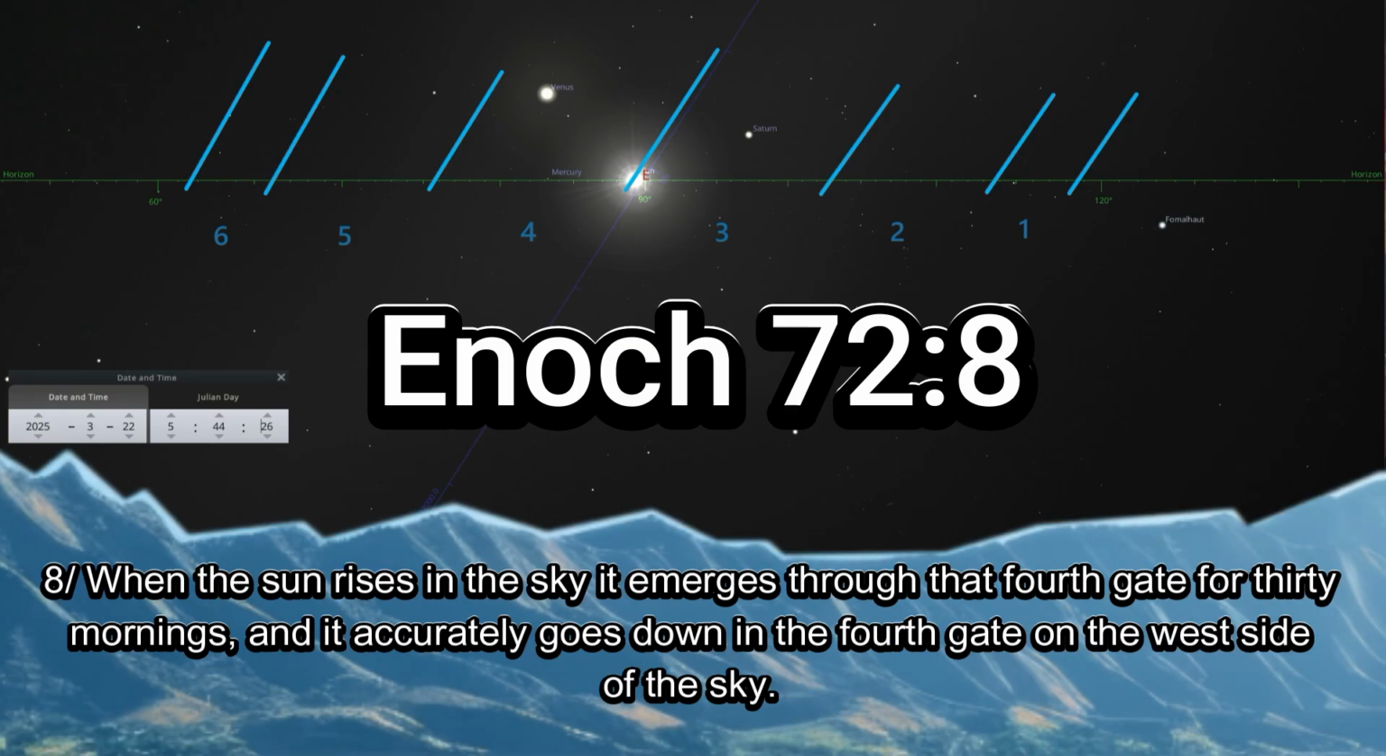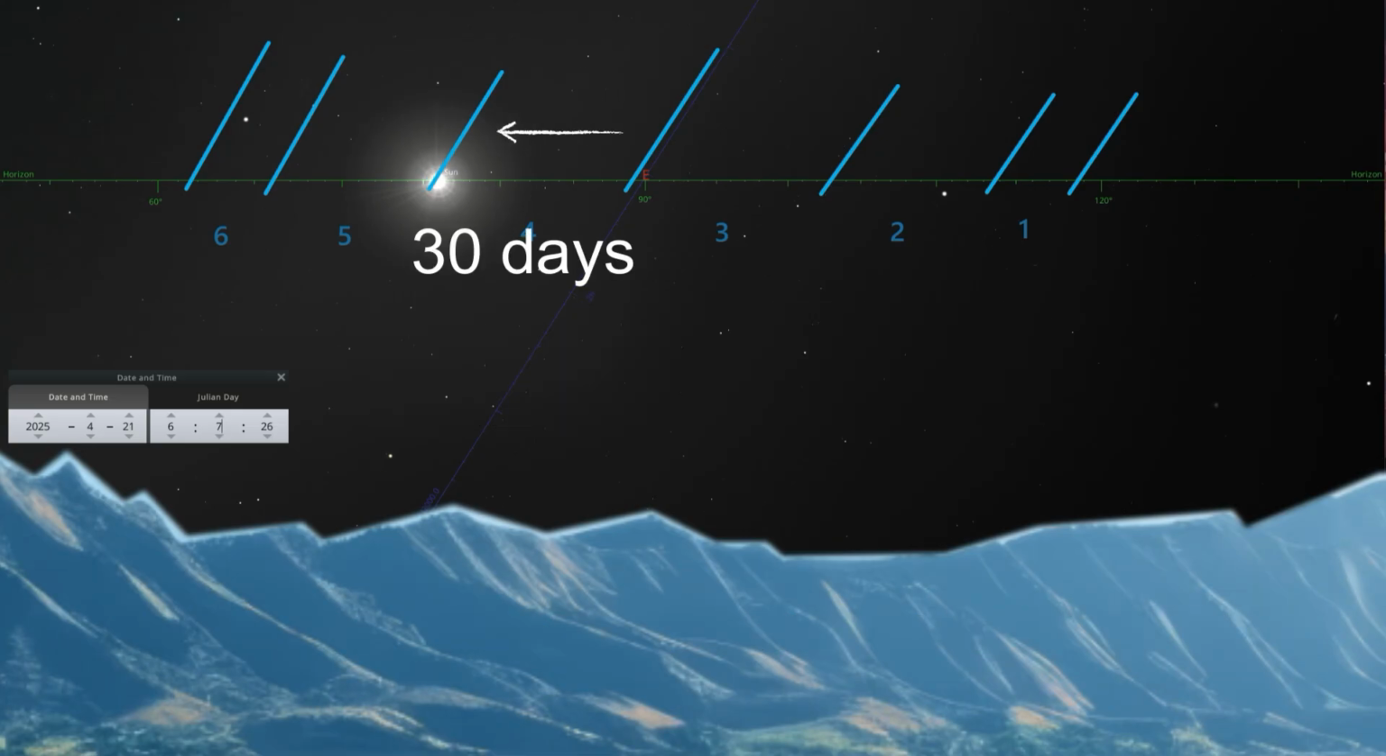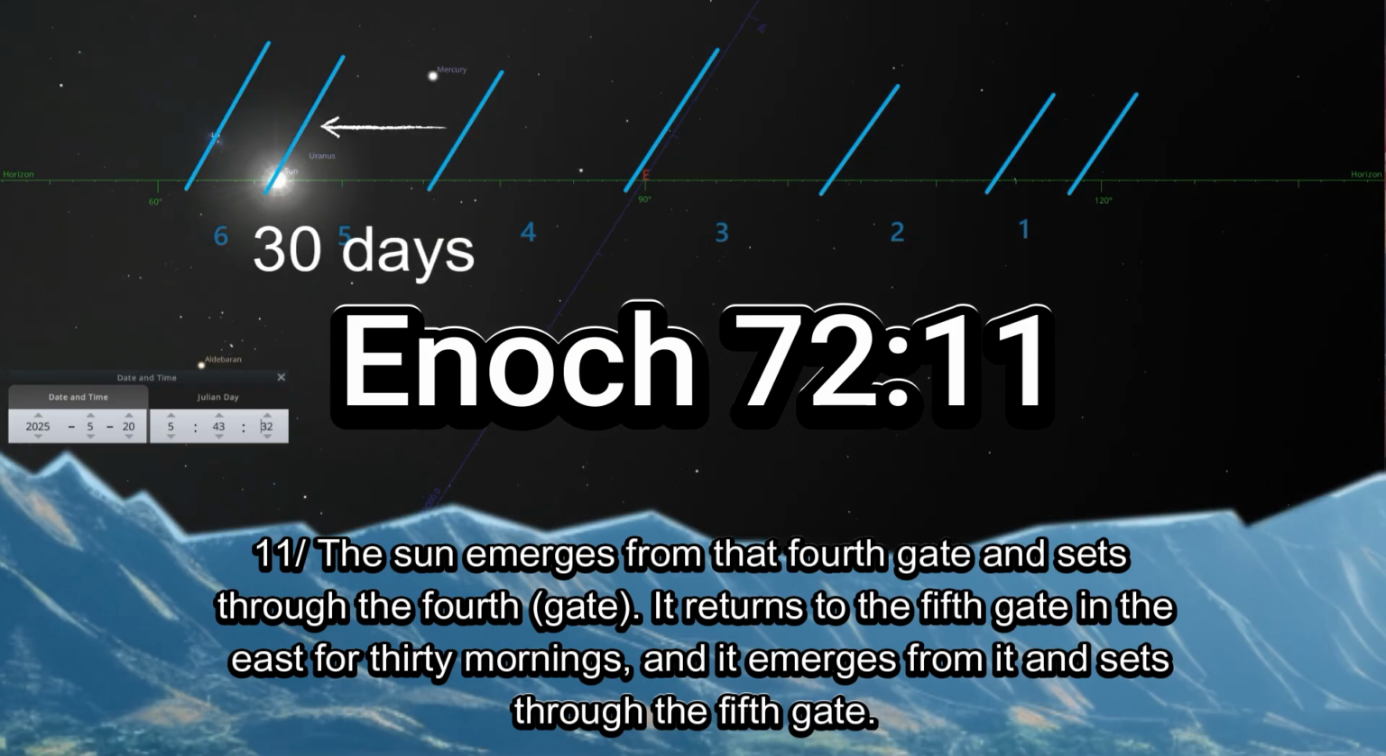When the sun rises in the sky, it emerges through that 4th gate for 30 mornings, and it accurately goes down in the 4th gate on the west side of the sky. 1 Enoch 72:11. The sun emerges from the 4th gate and sets through the 4th gate. It returns to the 5th gate in the east for 30 mornings, and it emerges from it and sets through the 5th gate. Enoch 72:13.